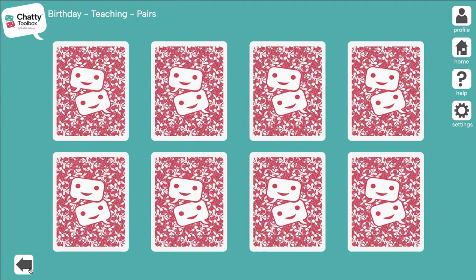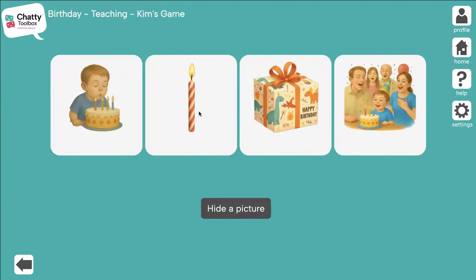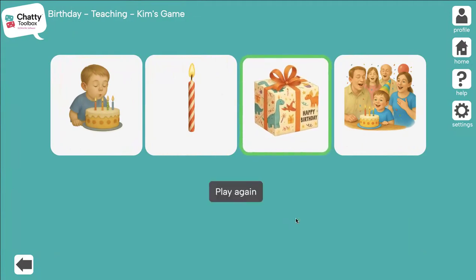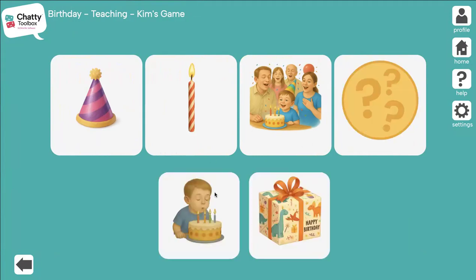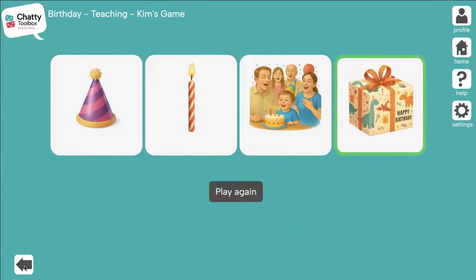It's just randomly generated. You've got Kim's game. So we've got blowing, candle, present, and singing. Which one's disappeared? Was it friends or present? And it was present. Then we'll say spin again. Let's get 4 new pictures. And we've got hat, candle, singing, and present. Which one's disappeared this time? Was it blowing or present? Let's get it wrong. Just get a sad face. And then if you get the right one, it just jiggles about, etc.